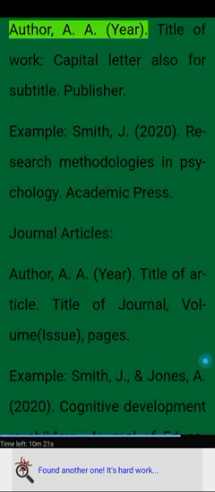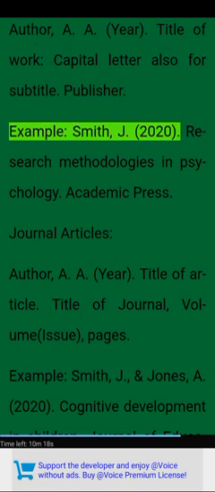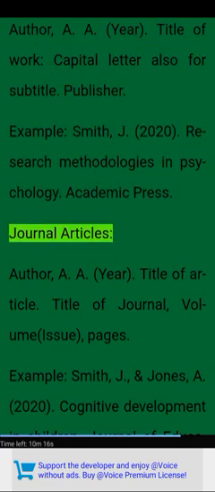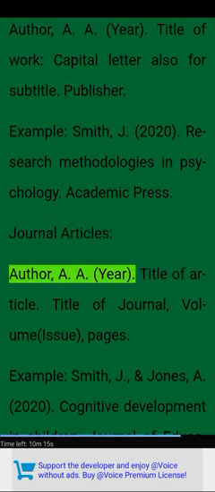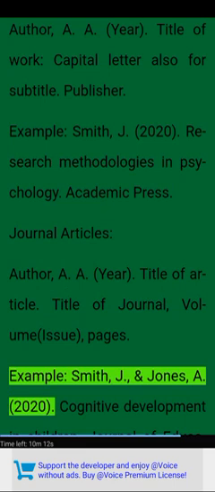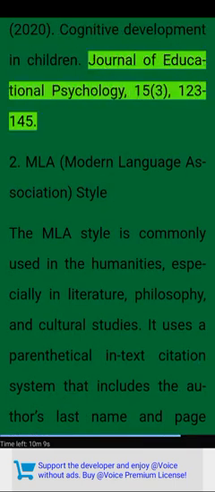Reference list, APA. Books: Author, A. A. (Year). Title of work, capital letter also for subtitle. Publisher. Example: Smith, J. (2020). Research methodologies in psychology. Academic Press. Journal articles: Author, A. A. (Year). Title of article. Title of Journal, volume(issue), pages. Example: Smith, J. and Jones, A. (2020). Cognitive development in children. Journal of Educational Psychology, 15(3), 123-145.